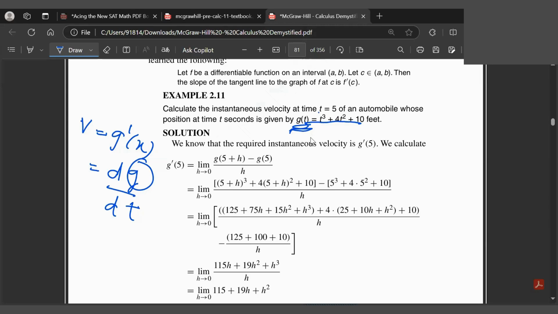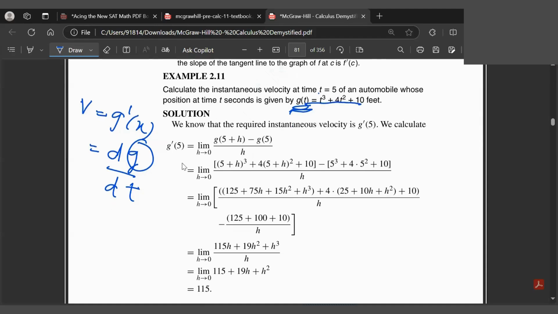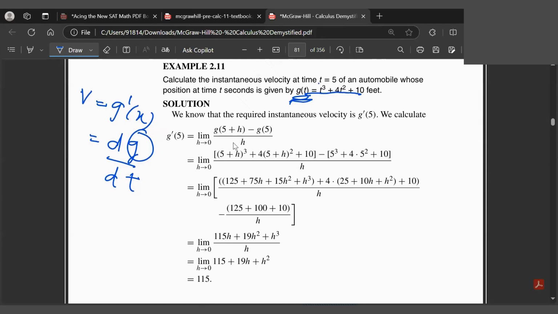Got it? Okay. So this is the basic concept about the velocity and position relationship. So now we'll do the differentiation first. What is the formula for that? Limit h tends to 0, g of 5 plus h, because we have to find it for the particular value 5, minus g of 5, upon h.